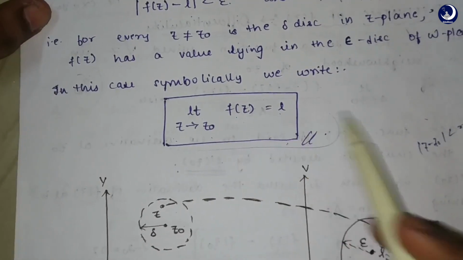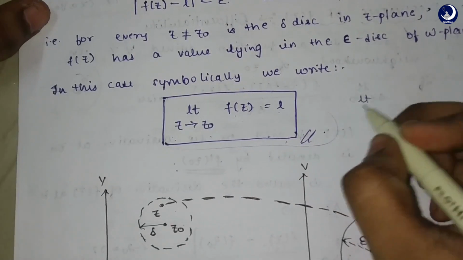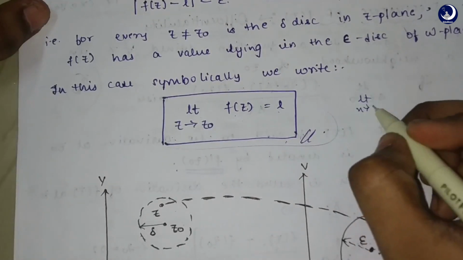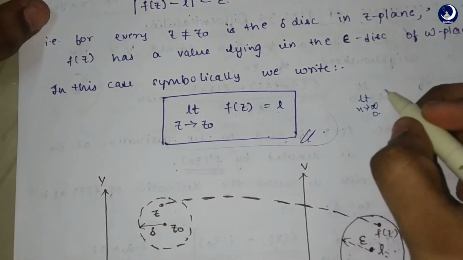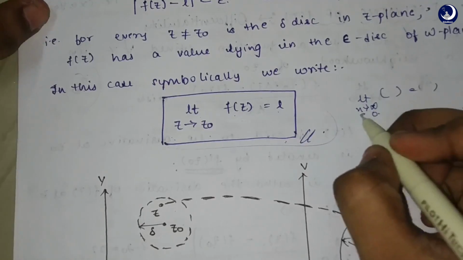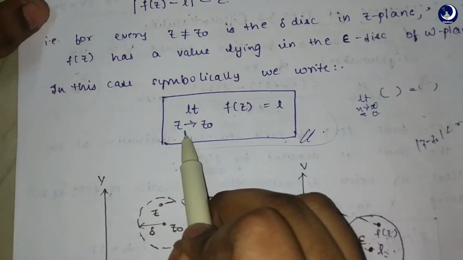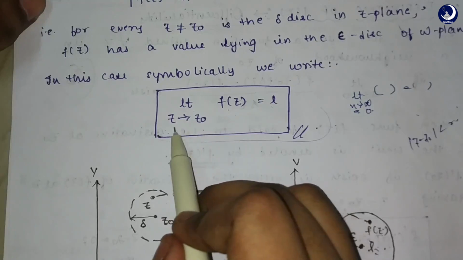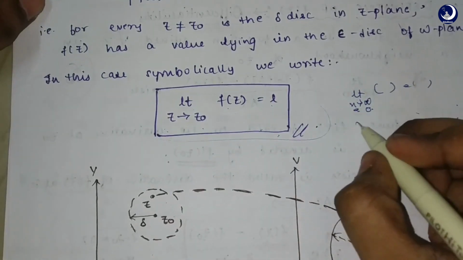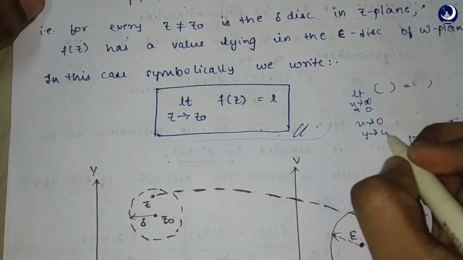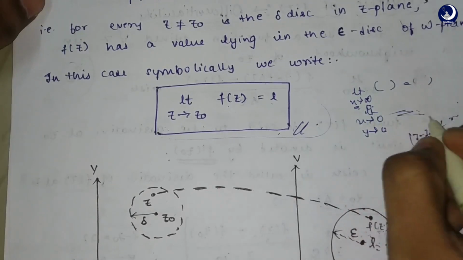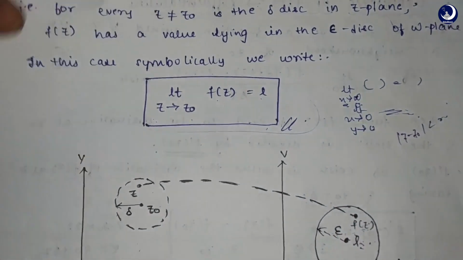Normal way, we define limit x tends to some value, infinity or 0, for a single variable. But here it is 2D. Z tends to z0, and z means x and y. So we take x tends to 0 and y tends to 0 and find the limit. We'll see an example, don't worry about that.